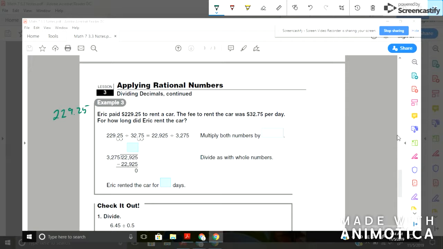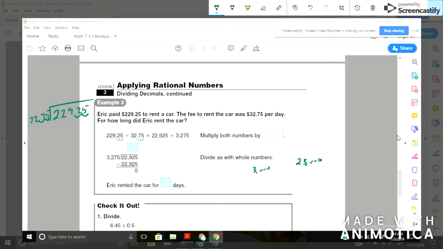All right, 229.25 divided by 32.75. Again, 2 spots to make it a whole number. And now we're dealing with some larger numbers. So this becomes 22,925 divided by 3,275. Okay. And don't let these big numbers fool you. You can round to see if you can get close. If you rounded this, it's close to 23,000, and you rounded this to 3,000.